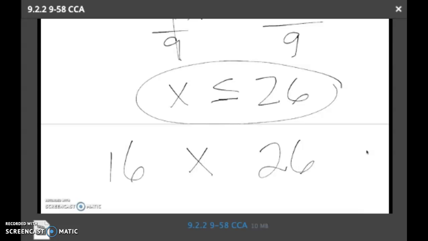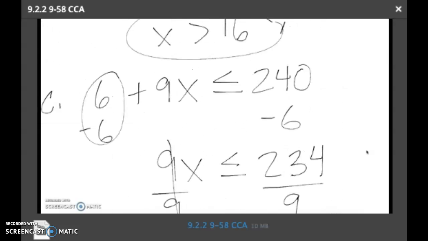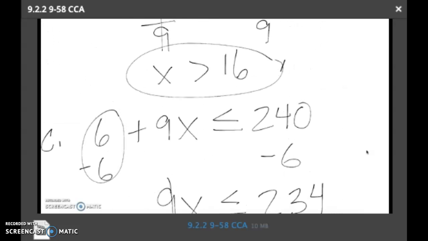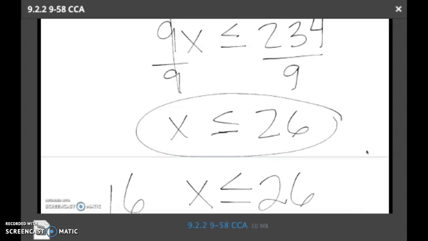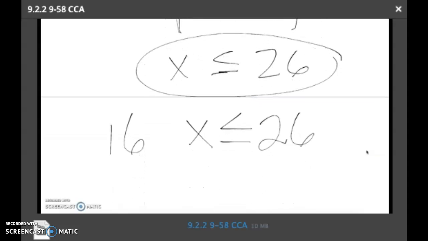We know that for this side of it, we have less than or equal to. For the other piece, we had that x is greater than 16. So if I write it like this, and I start by reading with the x first, I have x is greater than 16. That says that the trees can be more than 16 years old and less than or equal to 26 years old.